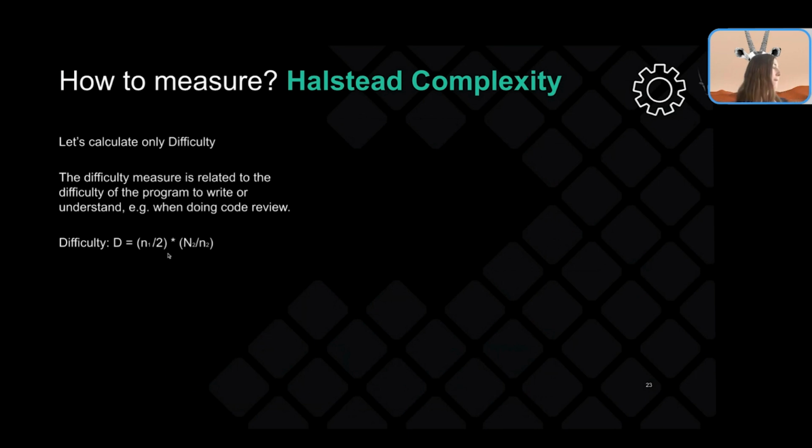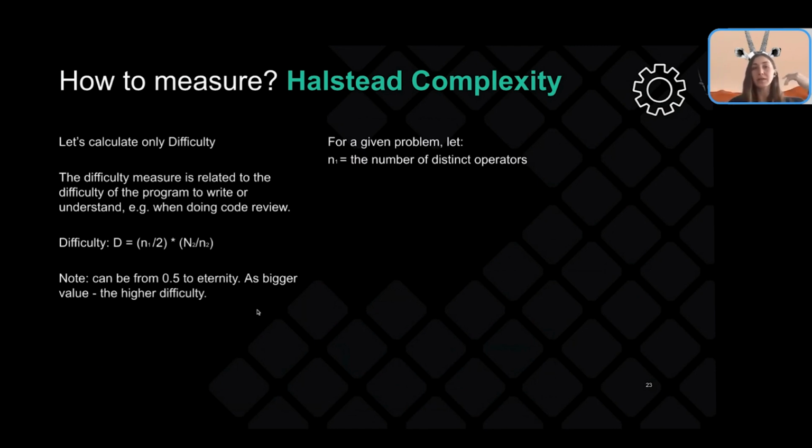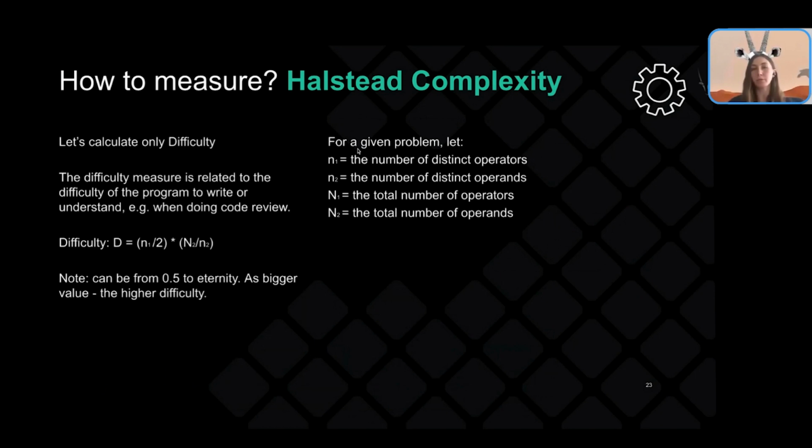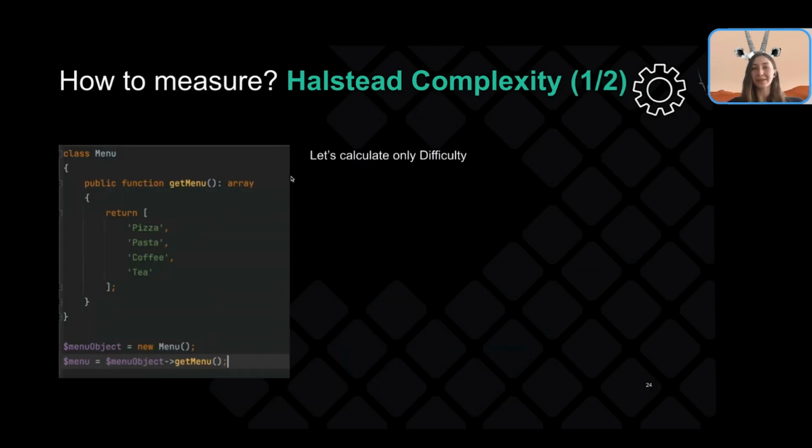This is actually the formula that we have. The result of this difficulty formula can be from 0.5 to eternity, and the bigger the result, the higher the difficulty. For this formula, n1 is the number of distinct operators, n2 the number of distinct operands, N1 the total number of operators, and N2 the total number of operands. I'm just sharing this with you. Let's move on and check what we have in our first example.